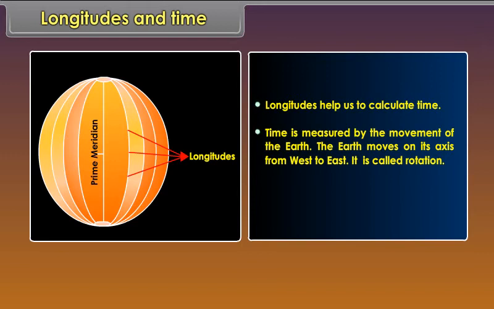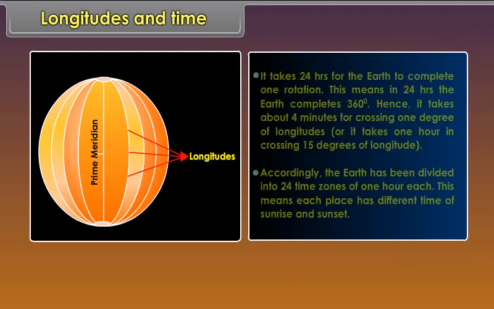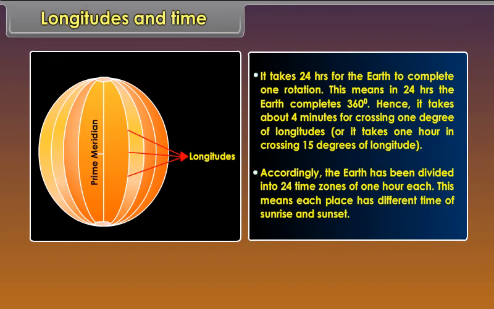The earth moves on its axis from west to east. It is called rotation. It takes 24 hours for the earth to complete one rotation. This means in 24 hours the earth completes 360 degrees. Hence, it takes about 4 minutes for crossing 1 degree of longitude, or it takes 1 hour in crossing 15 degrees of longitude. Accordingly, the earth has been divided into 24 time zones of 1 hour each. This means each place has different time of sunrise and sunset.